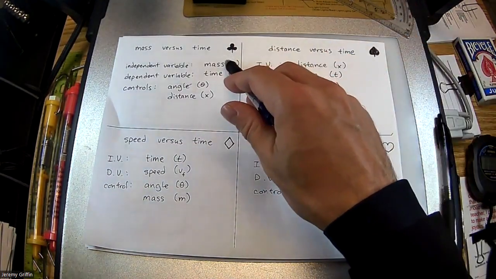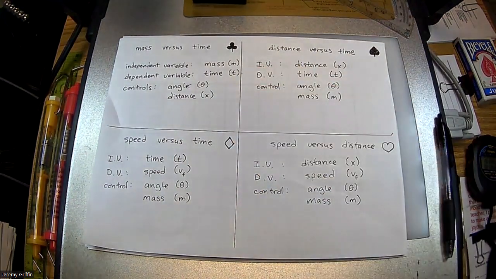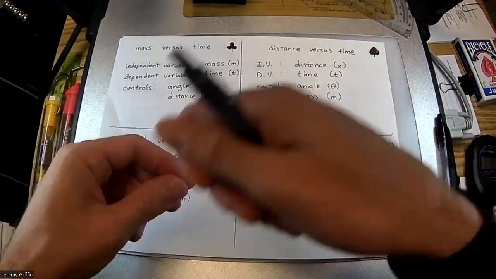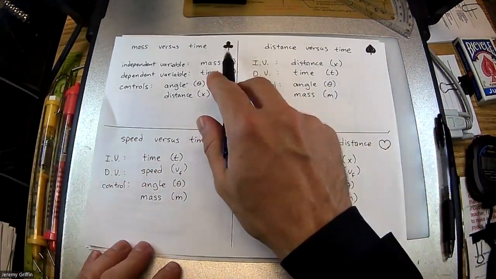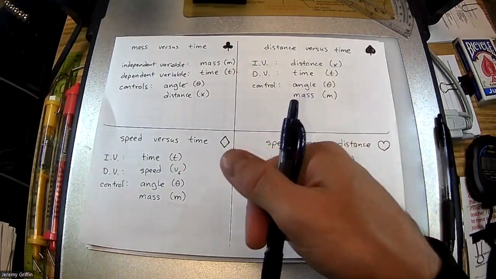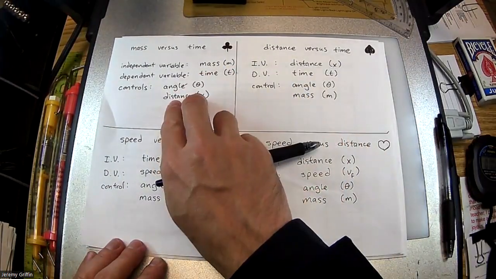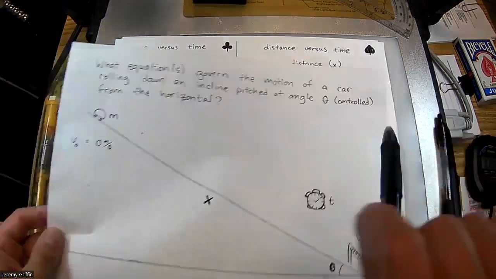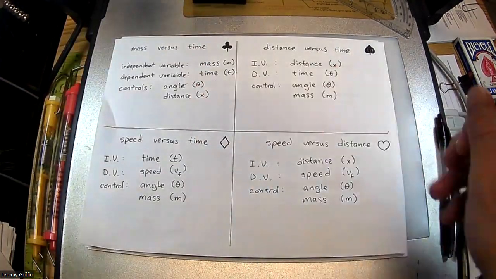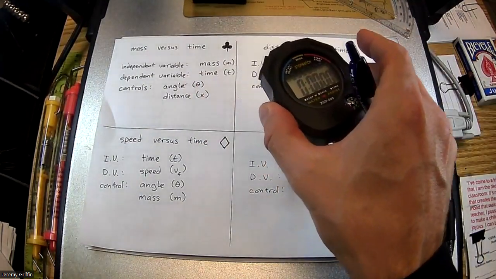If you have the clubs, you're looking at the mass of the car as a function of time. You remember yesterday I had some of those lab weights taped to the car? You would only do that if you have the clubs. You're taping lab weights to the car, and then you're going to fix the distance. So you might do 200 centimeters every single time, but the mass of the car is changing. You say, how much time does that take? You got that?